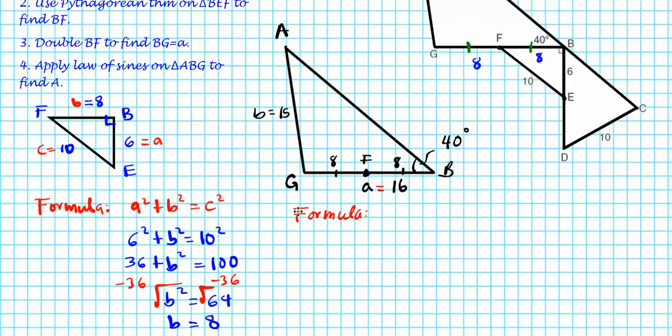Now, there are two variations of the law of sines. You can either have the angles on top or the sides on top. I normally allow what I'm looking for to determine what goes on top. In this problem, I want to find the angle A. So since I'm looking for the angle, I want the angles on top. The formula basically is sine big A over little a equals sine big B over little b equals sine big C over little c.